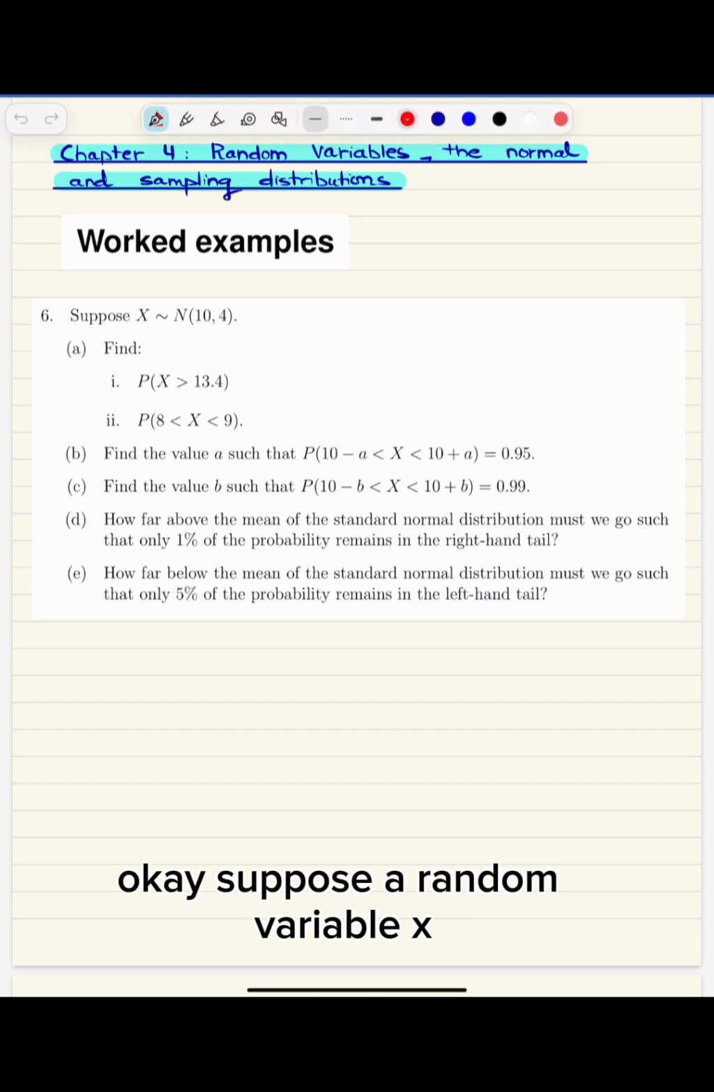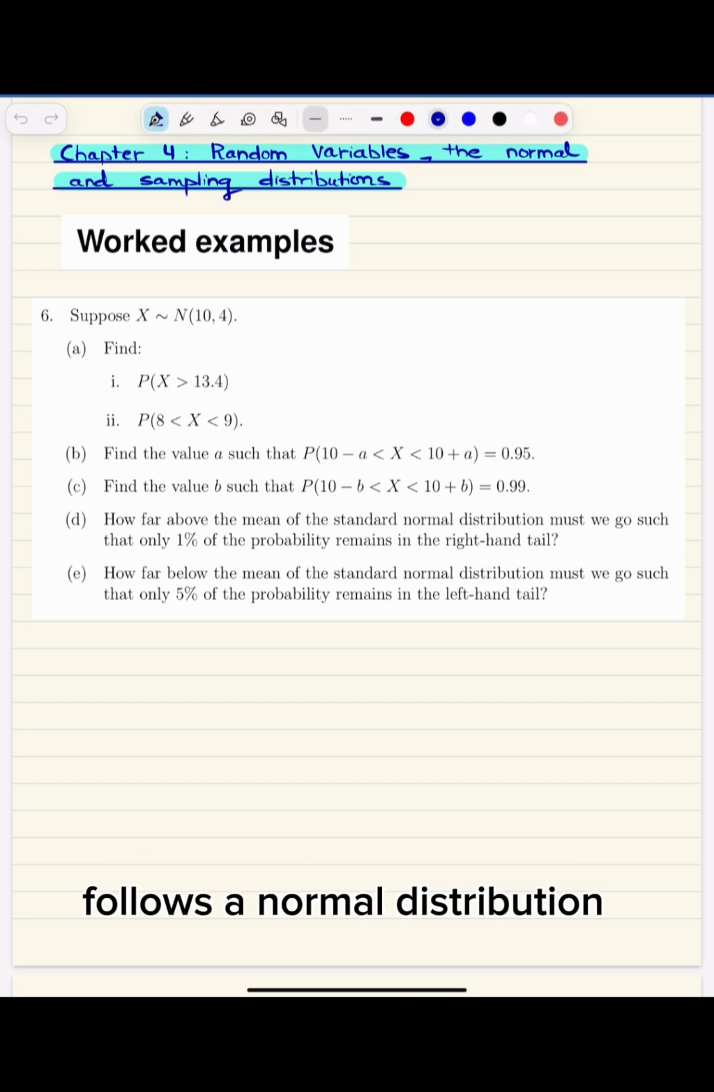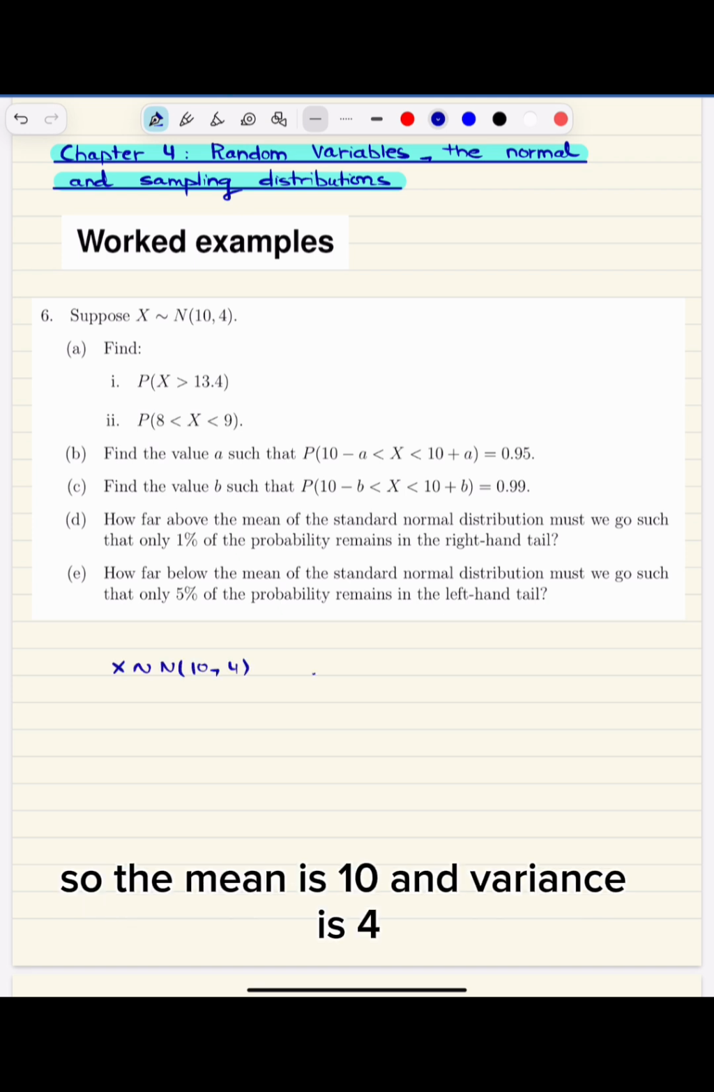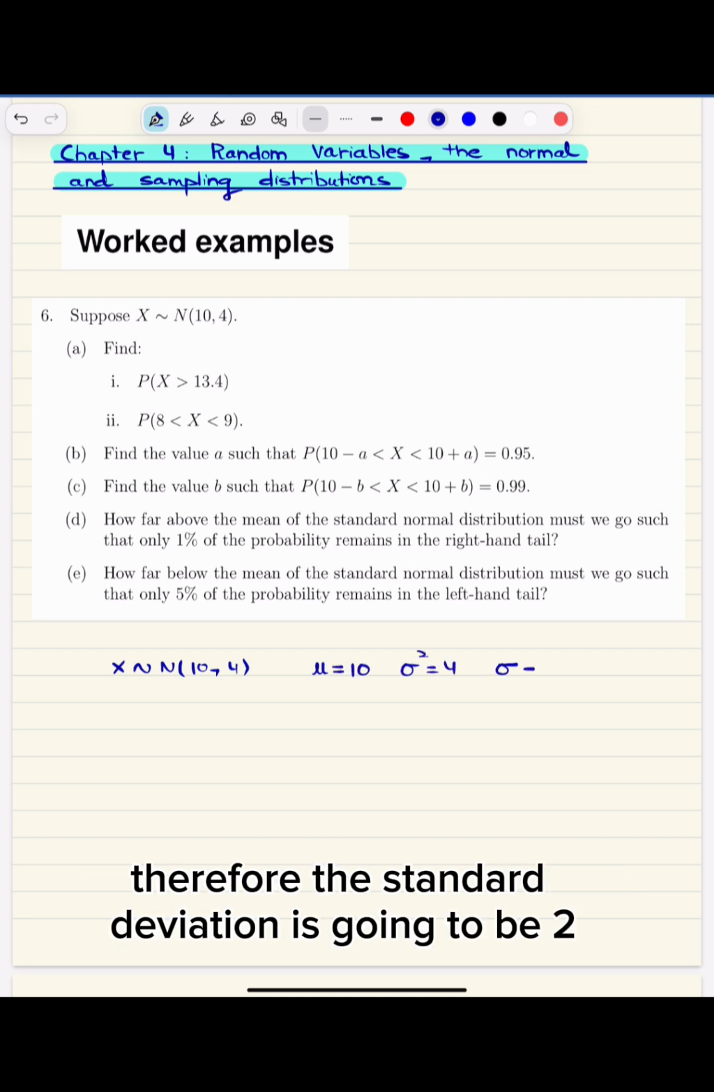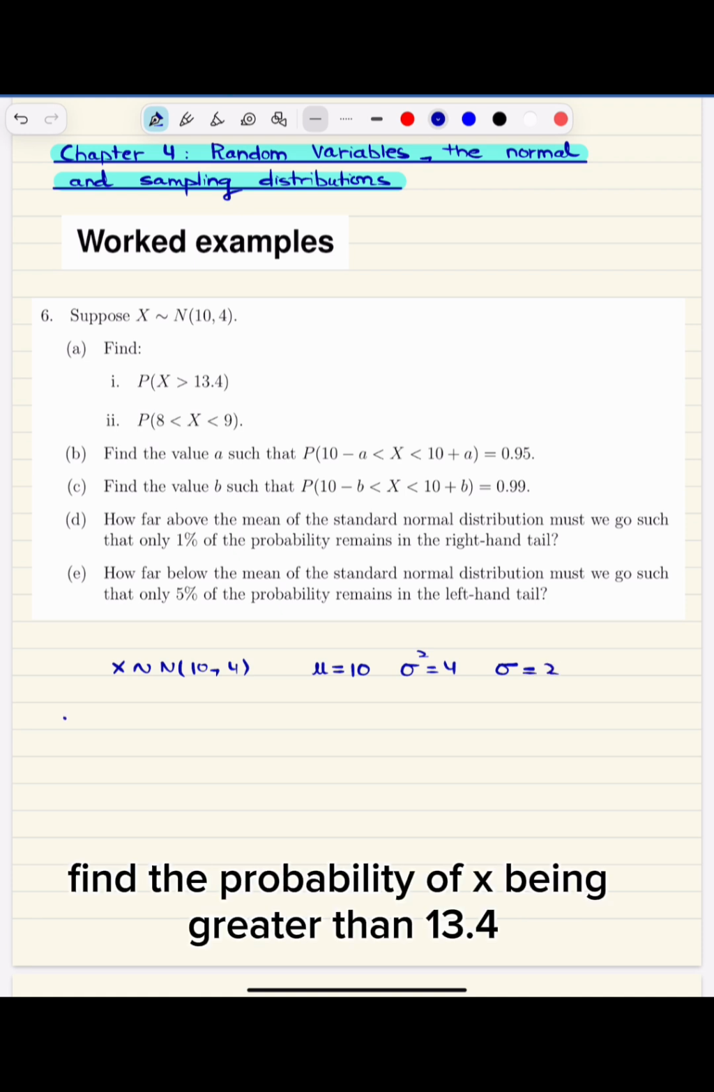Okay, suppose a random variable x follows a normal distribution with mean 10 and variance 4. So the mean is 10 and variance is 4, therefore the standard deviation is going to be 2. Find the probability of x being greater than 13.4.